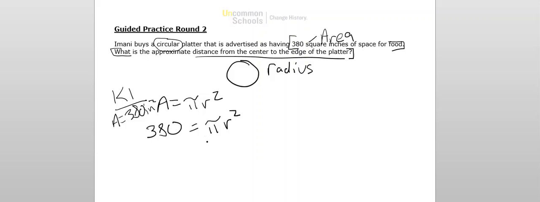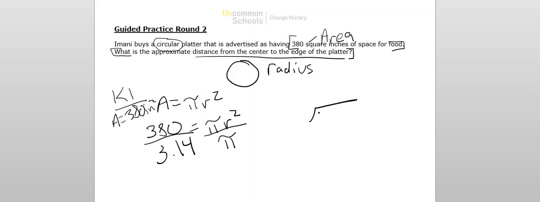Okay. So what I need to do is I actually need to divide both sides of this equation by pi. And because I don't have access to a calculator, just because this lesson is a calculator-free lesson, I'm going to use 3.14. It's also not asking me to solve in terms of pi. So I'm going to do 380 divided by 3.14.